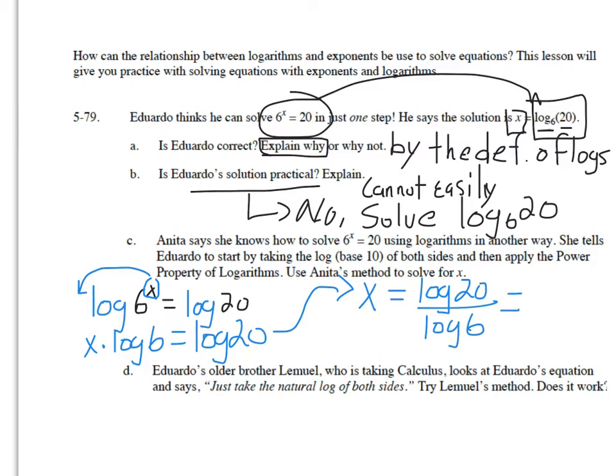Now take your calculator and type that in, and let's see what you get. Because you do have a log button on your calculator, or a common log button. So you can go the log of 20 divided by the log of 6, and you should get 1.672. Now when you do this on your calculator, make sure you use a closed parenthesis for the log of 20 and the log of 6.